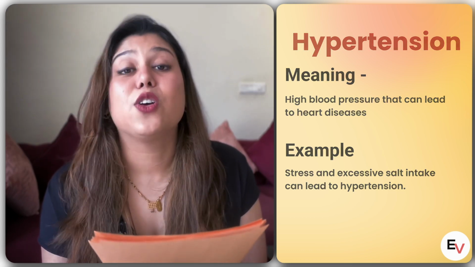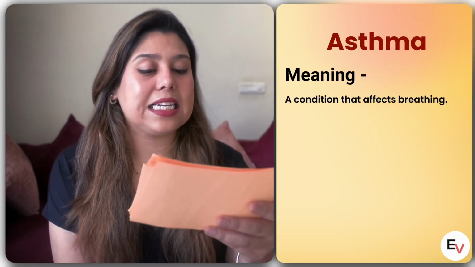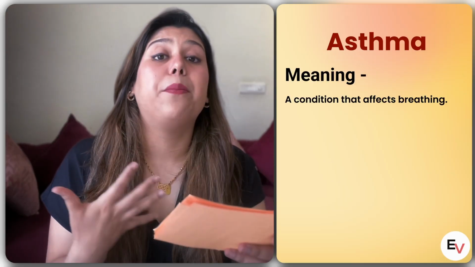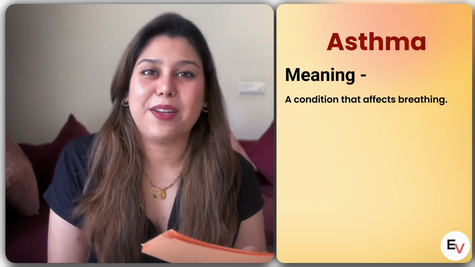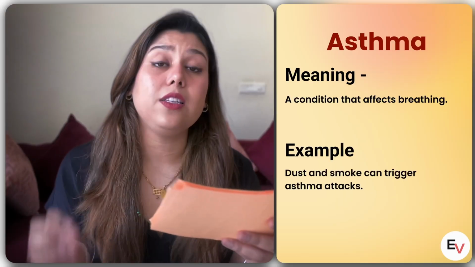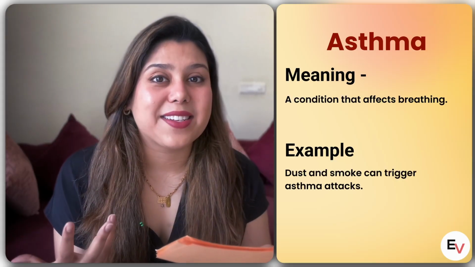Moving on to your sixth word, asthma. Not asthma or asthma. The correct pronunciation is asthma. It is a condition that affects breathing. It makes it difficult to breathe normally. Now let's frame a sentence with this word. Dust and smoke can trigger asthma attacks.